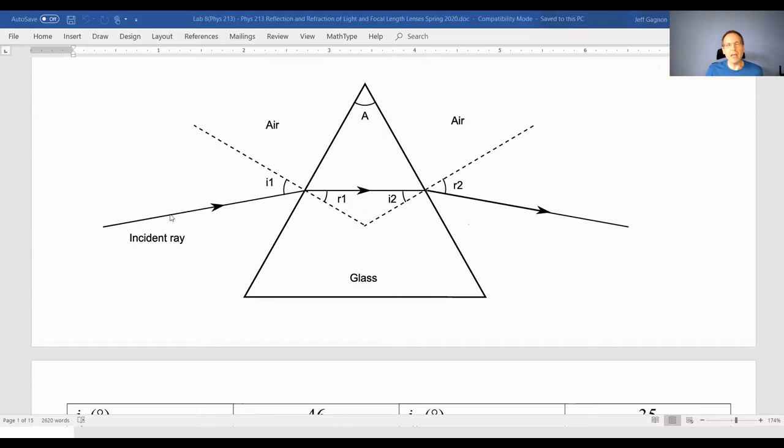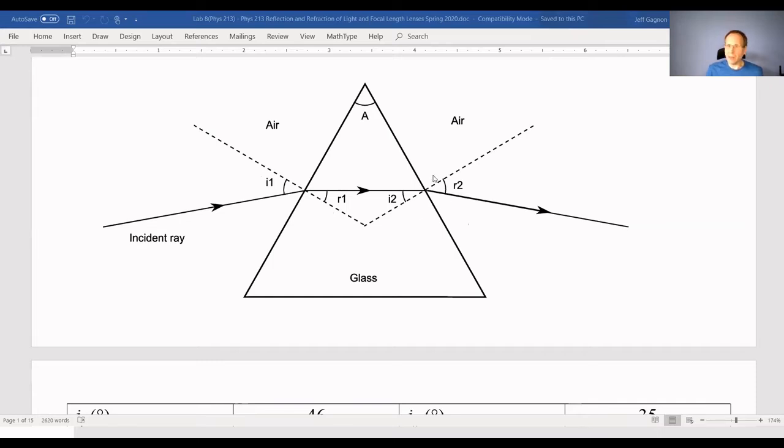Remember, the angles are always measured relative to the perpendicular. So the dashed line here is perpendicular to that face, the boundary. This I1 is your angle of incidence for that first boundary, the first face here. And when it goes from air to glass, it's going to refract, it's going to bend towards the normal. So R1 is going to be less than I1, because it's going from an index of refraction of air, which is about 1, to one of glass, which is higher, around 1.5. So I1 is the angle of incidence, and R1 is your angle of refraction.